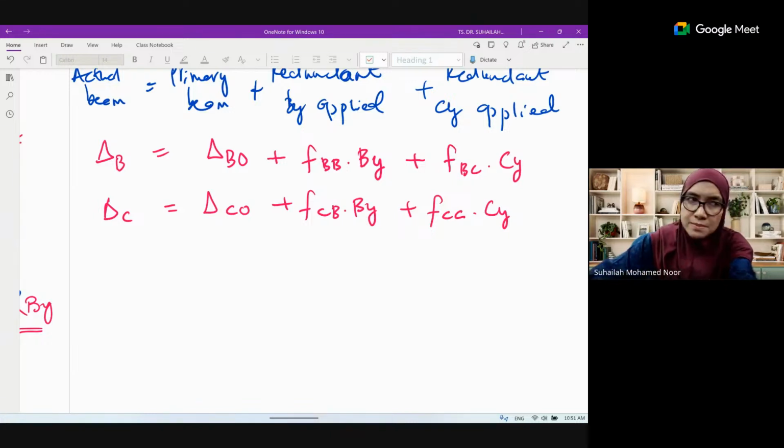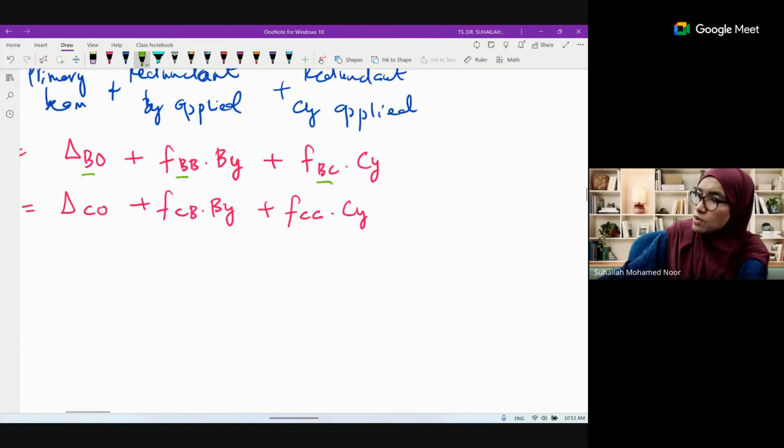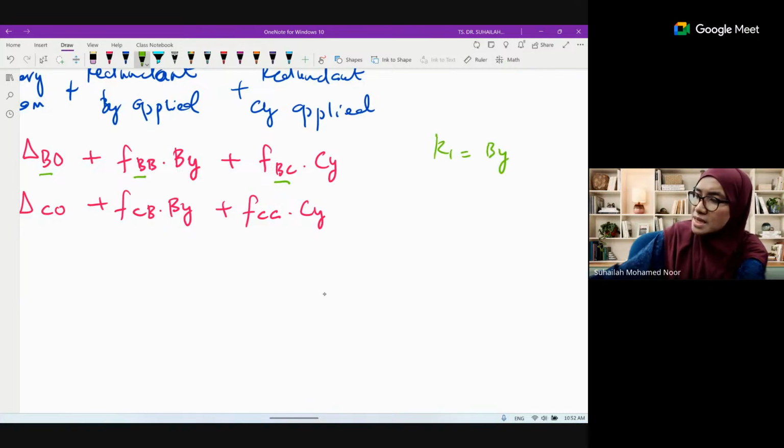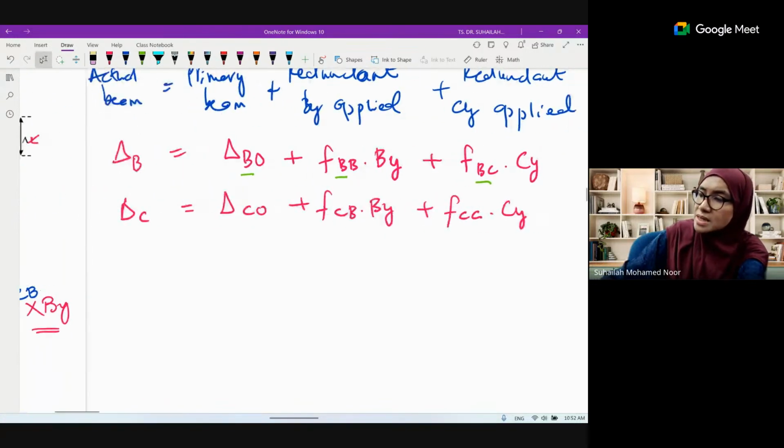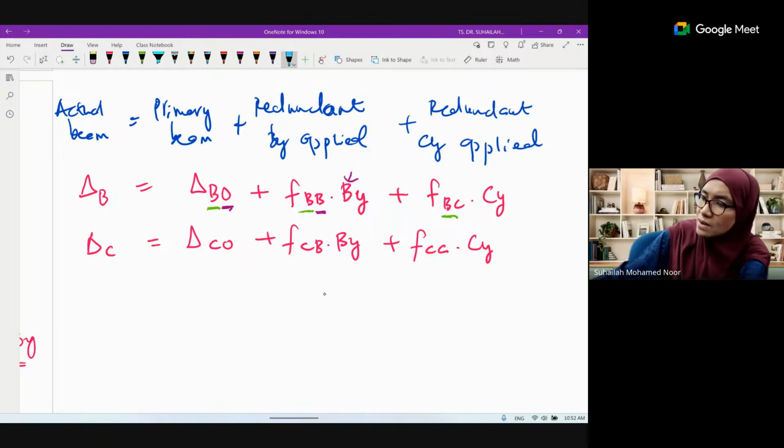These are all displacements. Here, all of these are position B. Our redundant BY is at position B, and redundant CY is at position C. So equation number 1 comes from position B. The first notation is for the position, the second notation for the type of beam: primary beam, redundant BY applied, redundant CY applied. No need to memorize, you just follow the flow.